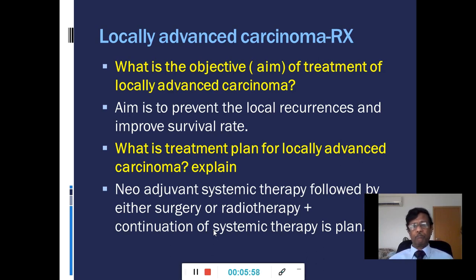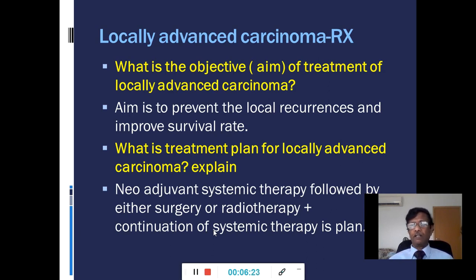So that is the one. The point is we have to make the tumor operable. So how to make it operable? The main thing is neoadjuvant chemotherapy, half of the cycles. That is, suppose you are planning for about 6 cycles, 3 cycles can be given and see whether the tumor is responding or not, whether the tumor is regressing or not.